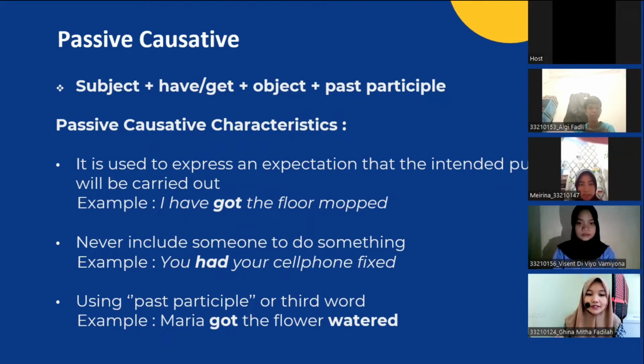The last is using the past participle or third form. For example, Maria got the flower watered. As we can see, in this example sentence, there is a past participle, which is watered.